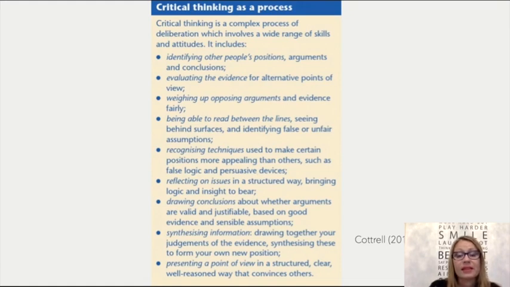So you'll be synthesising information, so drawing together your own judgments through the use of the evidence and synthesising this to form your own new position. And by doing that, you'll come up to conclusions there as well. And when you do present a point of view, make sure that you do it in a structured, clear and well-reasoned way that will convince others to agree with your argument.